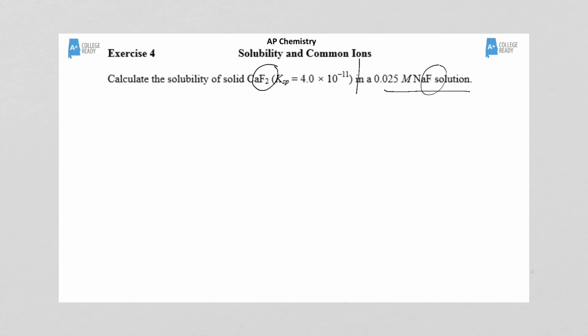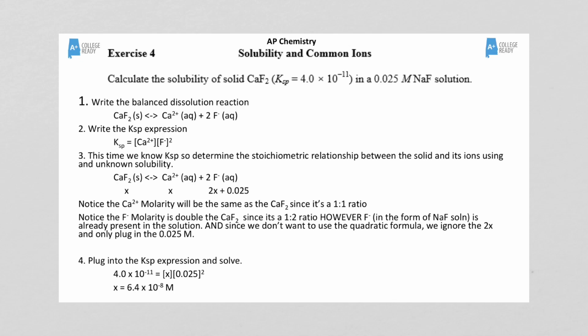And this time, when we have fluoride, we need to also remember we don't just have the fluoride from the solid, we have this other source of fluoride. So here's how I set it up. The dissolution reaction, the Ksp expression, I'm doing this just like I did before. I have X and calcium ion is X because they're 1 to 1. Fluoride is 2X. However, now I have this new source of fluoride that came from another solution.